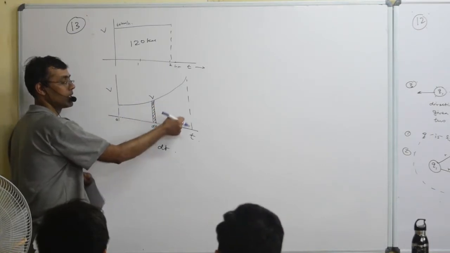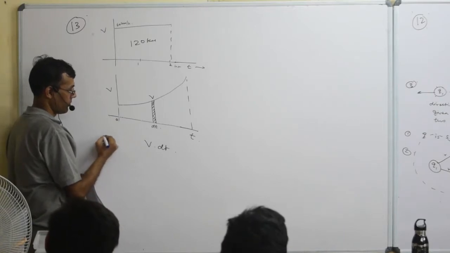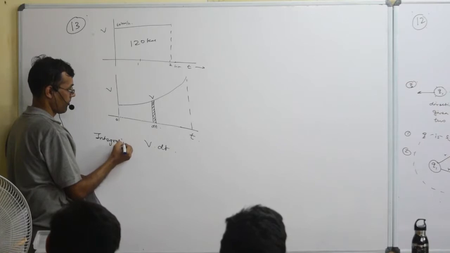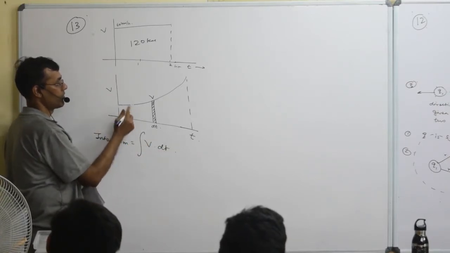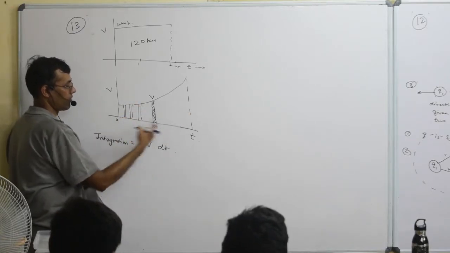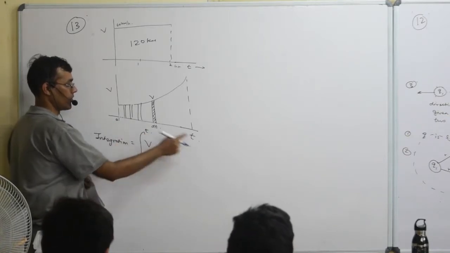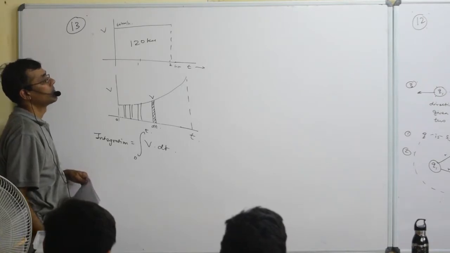So I have to keep on adding all the area. That's what we call integration. So integration is nothing but the integral of v dt. You have to keep on adding all these small regions from 0 to t. So suppose if I give 0 to 5, I have to add it from 0 to 5.